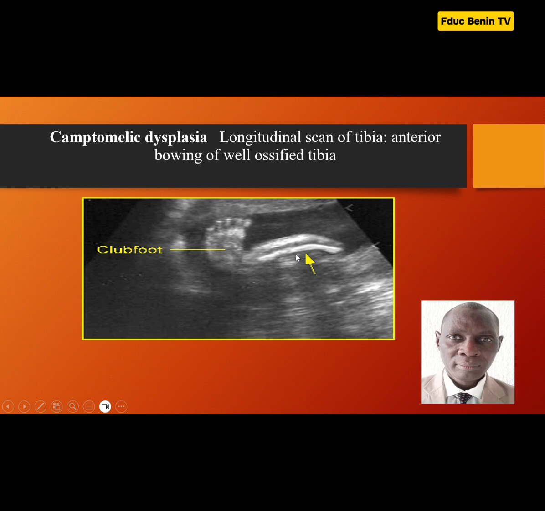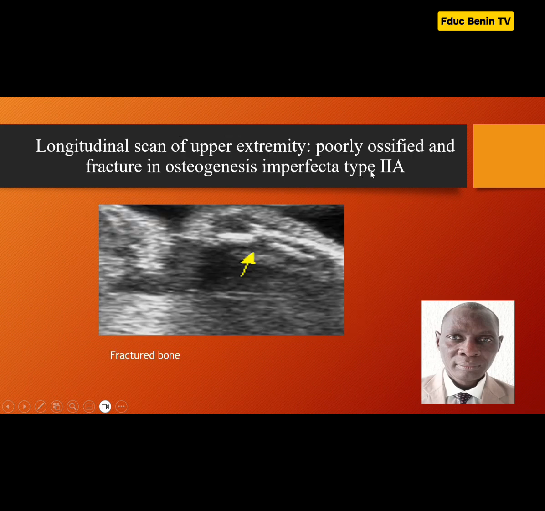But the abnormality here is clear, and this is a classical case of camptomelic dysplasia. And in this particular case, as I said, we are looking at a longitudinal scan of the tibia, anterior bowing of well-ossified tibia and fibula. Now let's look at another abnormality.